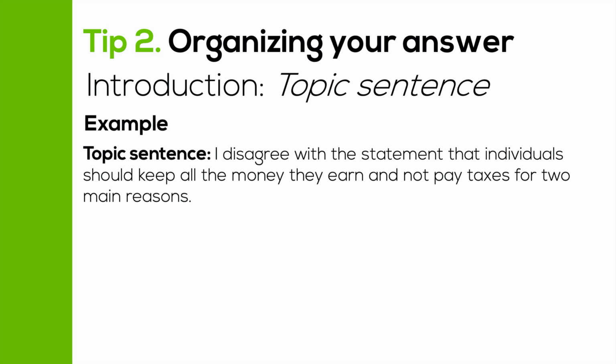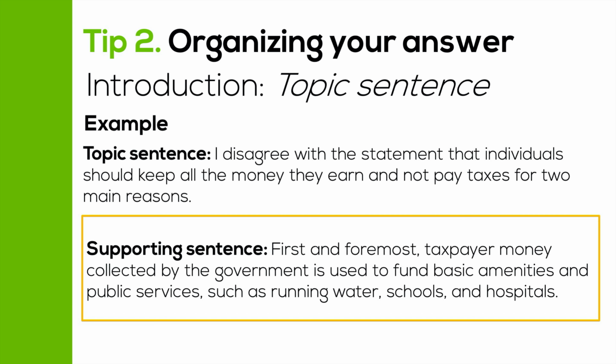My topic sentence for this essay is what we just discussed. I disagree with the statement that individuals should keep all the money they earn and not pay taxes for two main reasons. Okay, so that's my topic sentence. Now I need to support my topic sentence by discussing this topic and explaining my ideas fully. So my supporting sentence looks like this. First and foremost, taxpayer money collected by the government is used to fund basic amenities and public services, such as running water, schools, and hospitals.